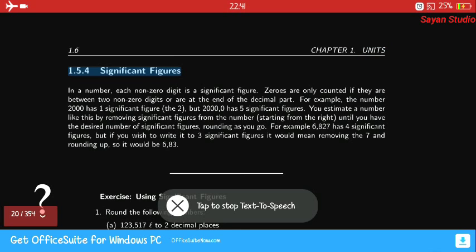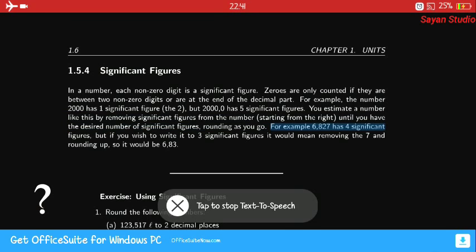Significant figures. In a number, each non-zero digit is a significant figure. Zeros are only counted if they are between two non-zero digits or are at the end of the decimal part. For example, the number 2000 has one significant figure, the 2, but 2.000 has 4 significant figures. You estimate the number like this by removing significant figures from the number, starting from the right until you have the desired number of significant figures, rounding as you go.